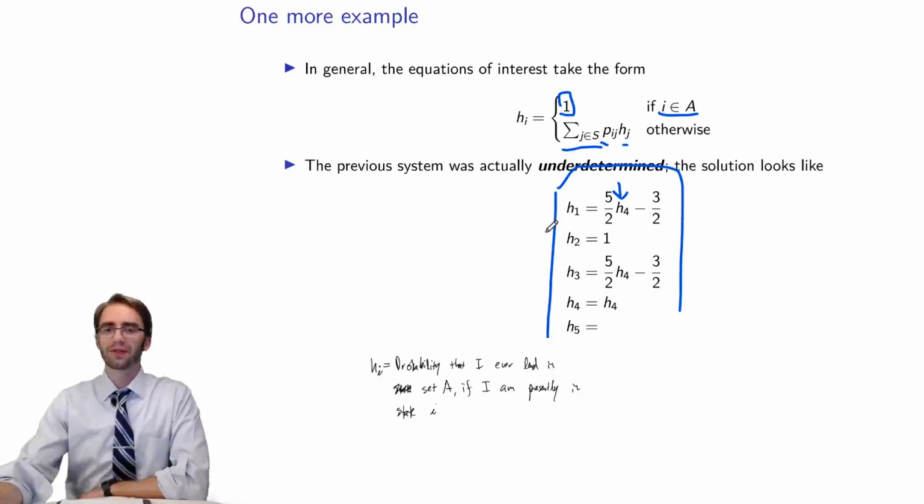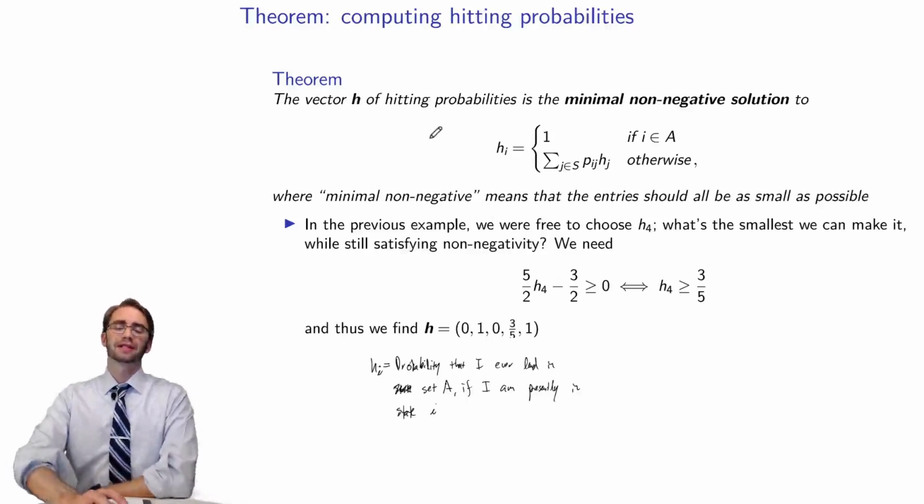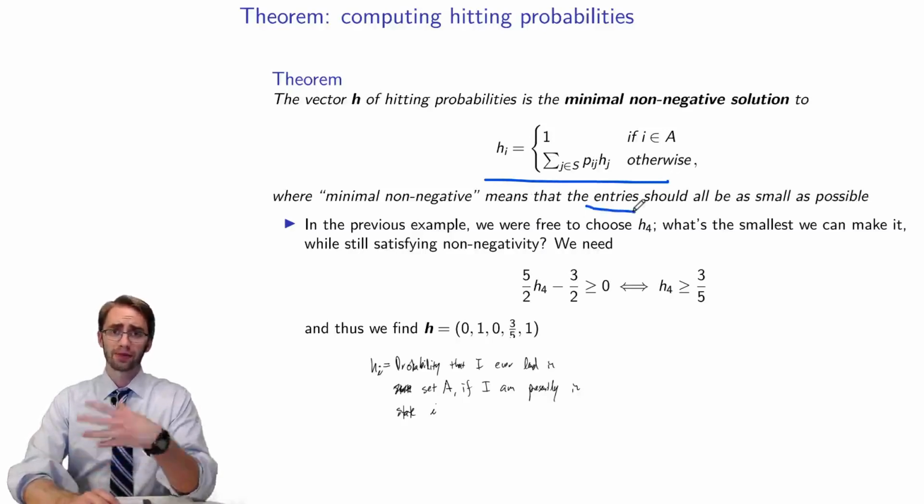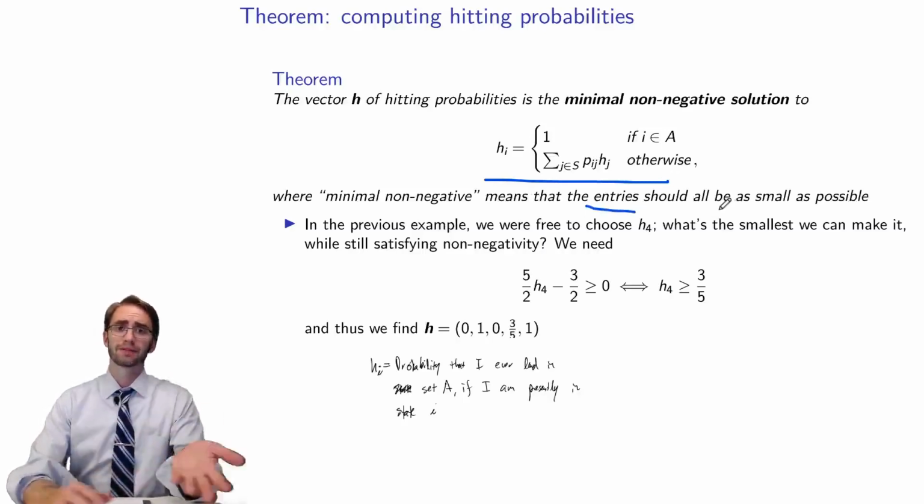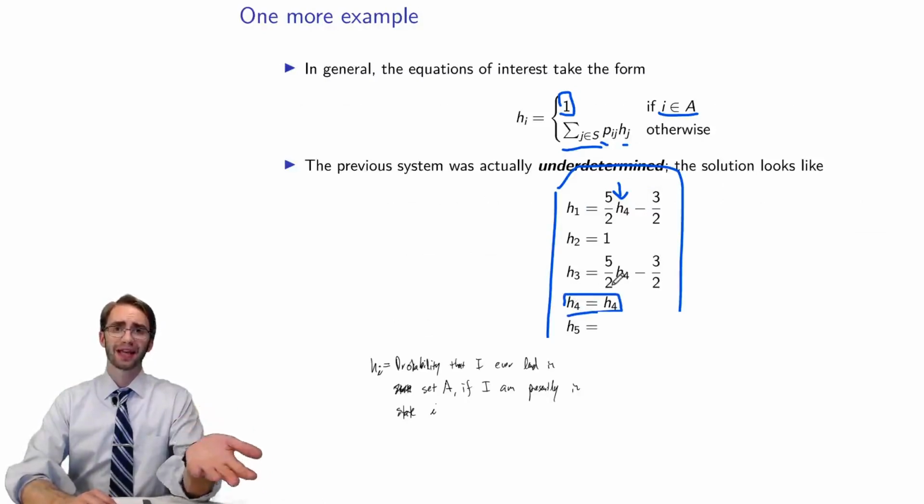The way you resolve that, we won't bother to prove this because it's kind of a messy thing, is through the following theorem: the vector of hitting probabilities is the minimal non-negative solution to the system that I just wrote before. When I say minimal non-negative, I mean that you take the entries that are free, not specified, and make them as small as possible. In this system, we had 1 degree of freedom, which I put into H4. And this says make H4 as small as you can, but keep non-negativity of all of these entries.